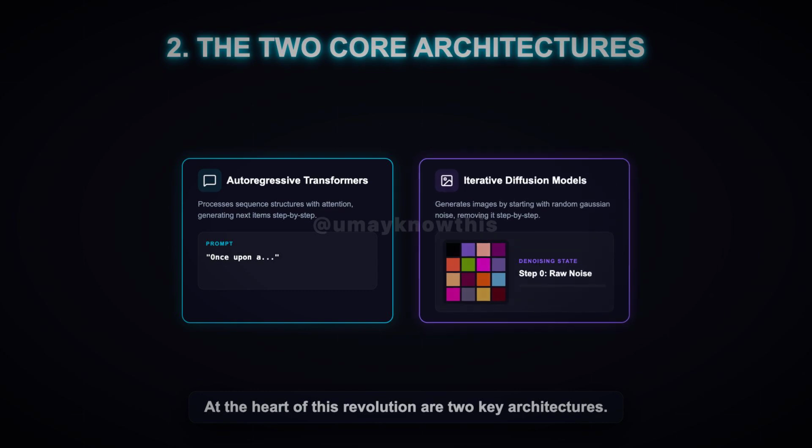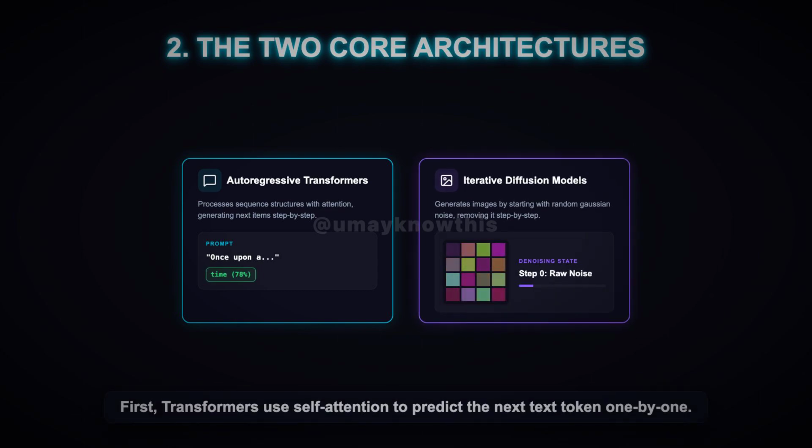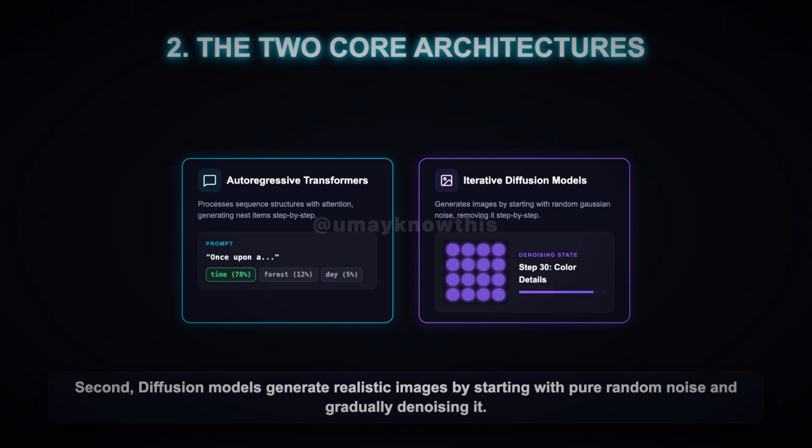First, transformers use self-attention to predict the next text token one by one. Second, diffusion models generate realistic images by starting with pure random noise and gradually denoising it step by step.